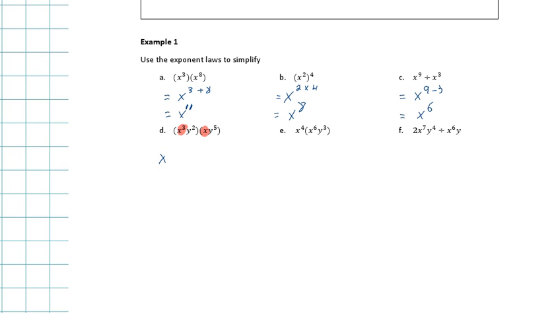Now, the y, you add also the exponents for it. You have to have the same base. If you don't have the same base, you can't do anything. So your answer is going to be x to the power of 4, y to the power of 7. And that's it. You can't do anything else.